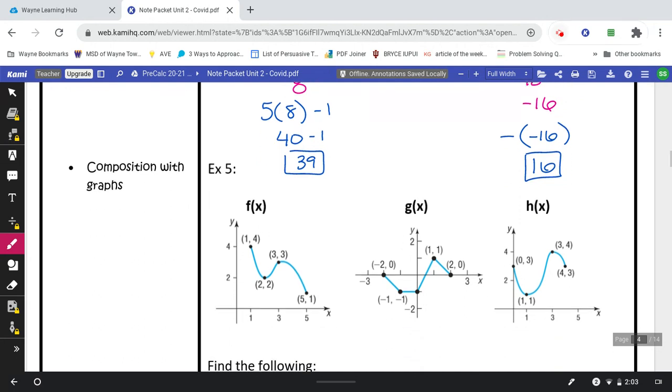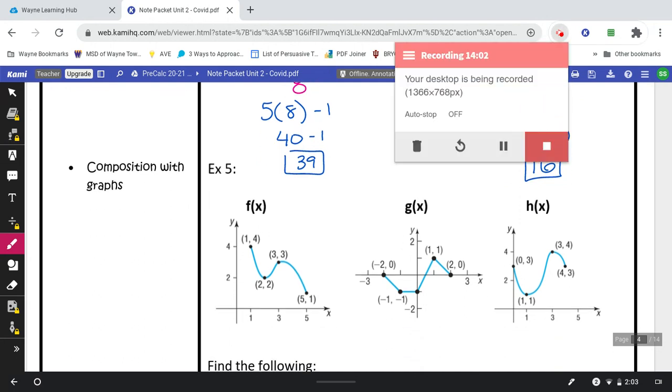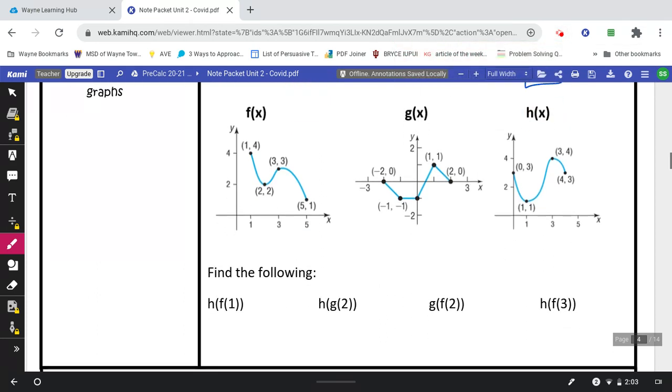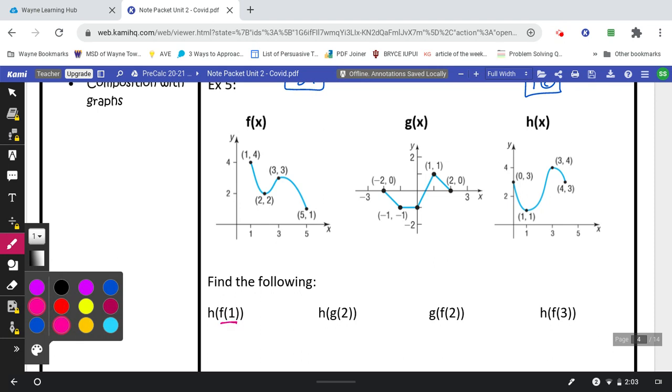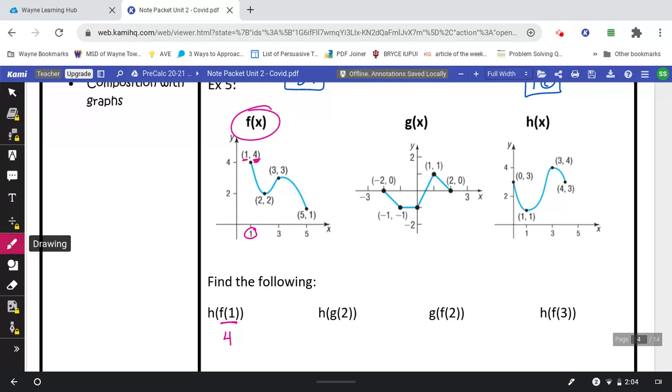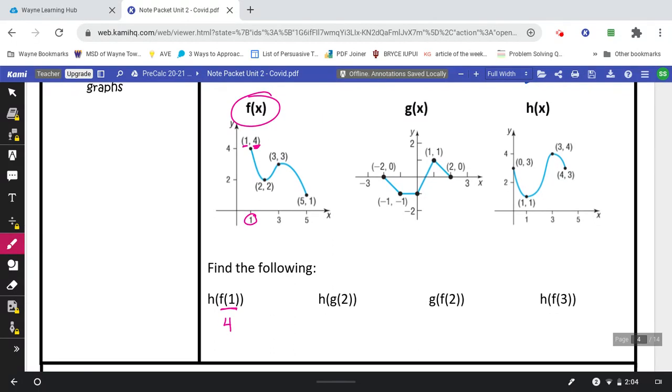For our graphs, we have 3 different graphs here. We're going to do this very similar to how we did it at the top. Notice the notation is a little bit different. It means exactly the same thing. So we're going to look at the F graph first, right here. Change colors. So for our F graph right here, we're going to find the number 1 for our X. That's right here. And I'm going to look up and say, okay, what is 1 paired up with? 1 is paired up with 4. So my first answer is 4. So instead of having to plug it into the equation and get an answer, you just look for the x value up here, pair it up with a y value, and that is your answer.